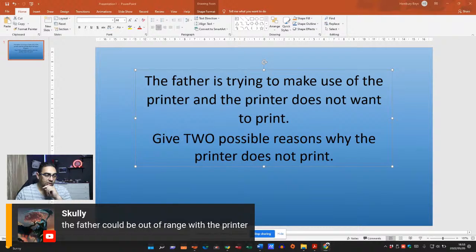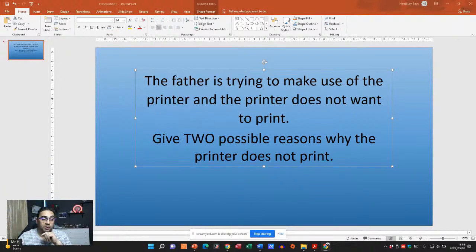Cut that one out. The phone could be out of range with the printer. Yes, especially when we're talking about wireless. Okay, so very good answers there. Right, let's look for one or two more before we finish up.